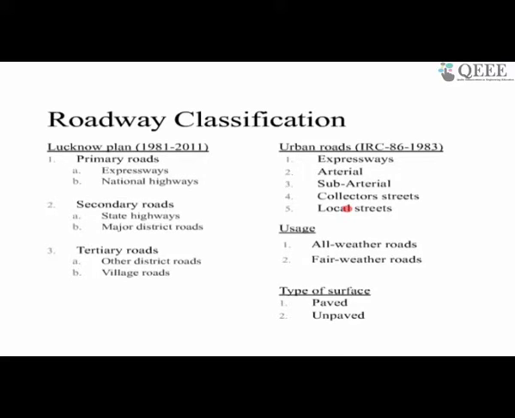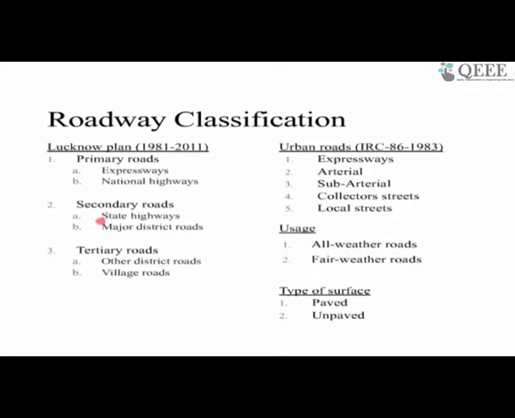So again, coming back to the rural road classification: the primary road, secondary road and tertiary road. The primary roads, the expressways, as I told you, are mainly maintained from the central fund, and these are the responsibility of the central government. Whereas the secondary roads, the state highways and major district roads, come not from the central but from the state.